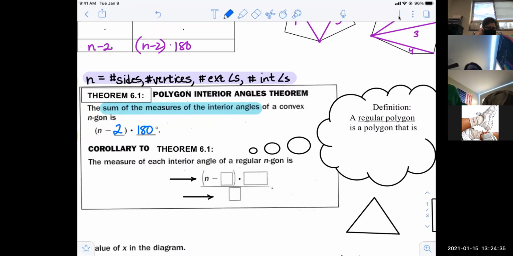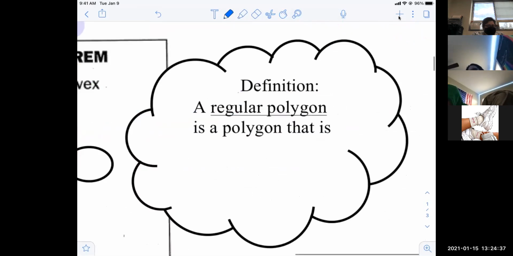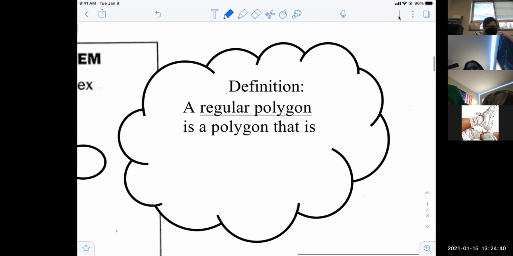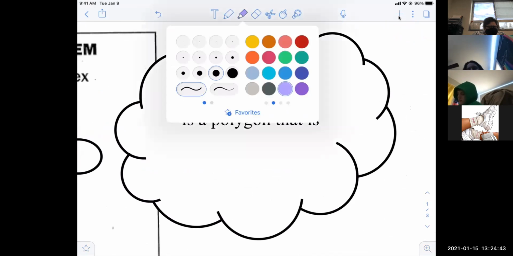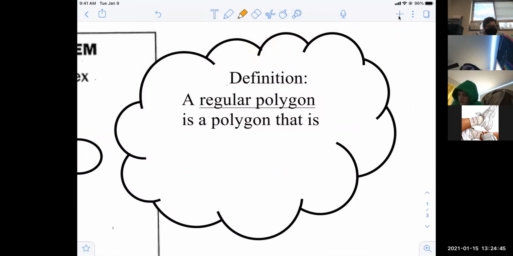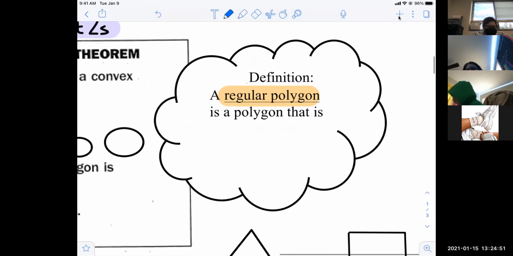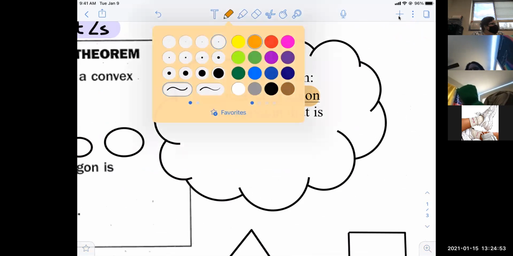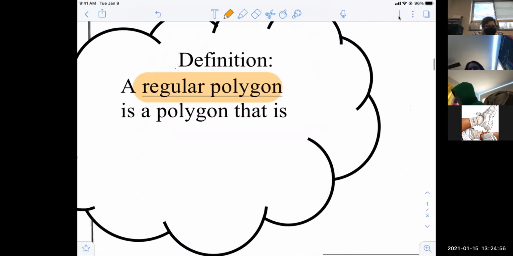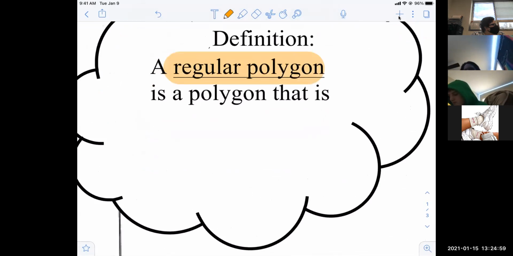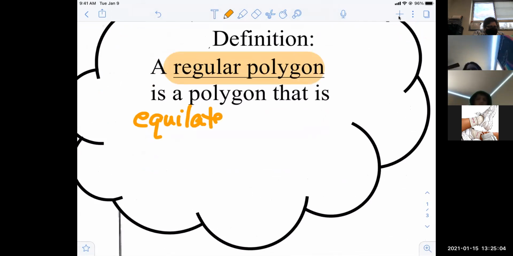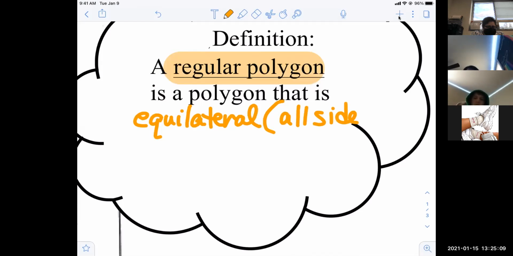Okay, so what if you knew it was regular? I don't think I've given you this definition before. Does anybody know that term, regular polygon? I don't think we've talked about this. A regular polygon has all of its sides the same length. What is the word that means all the sides are congruent? It's something, equilateral. That means all sides are congruent. If you know that term, you don't have to write that all sides are congruent.